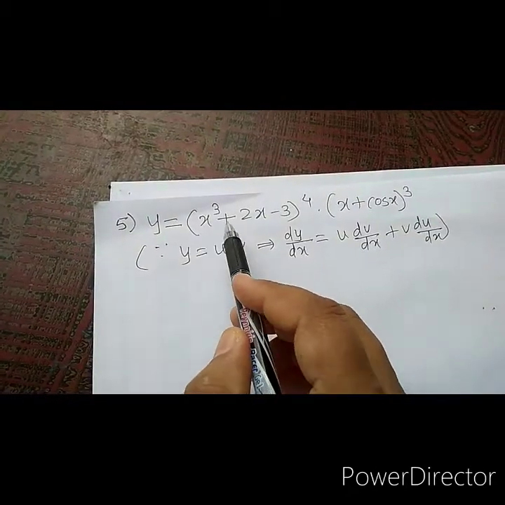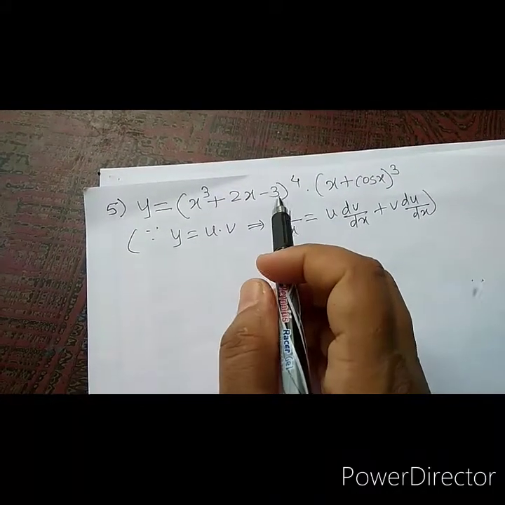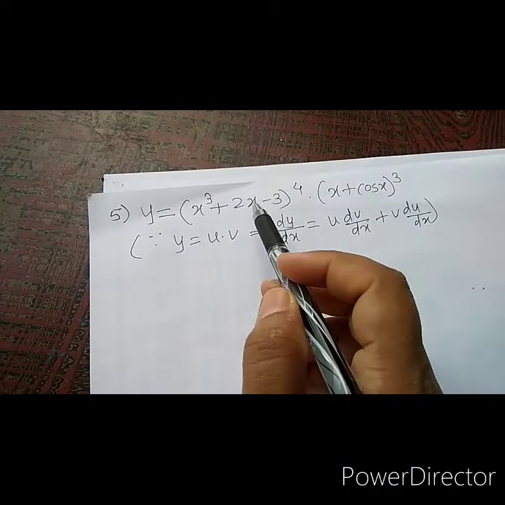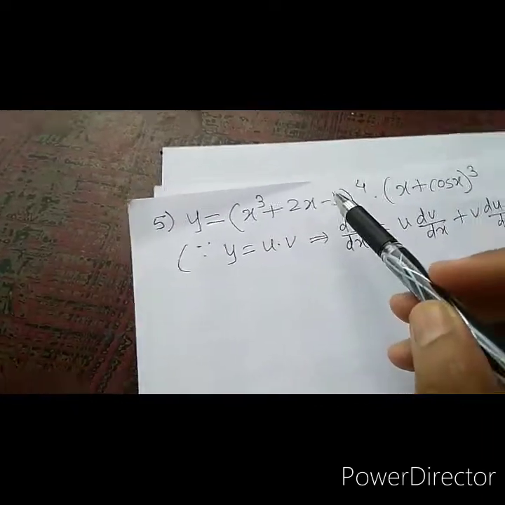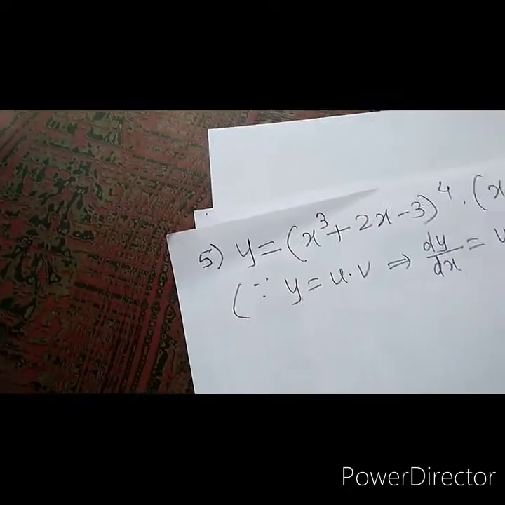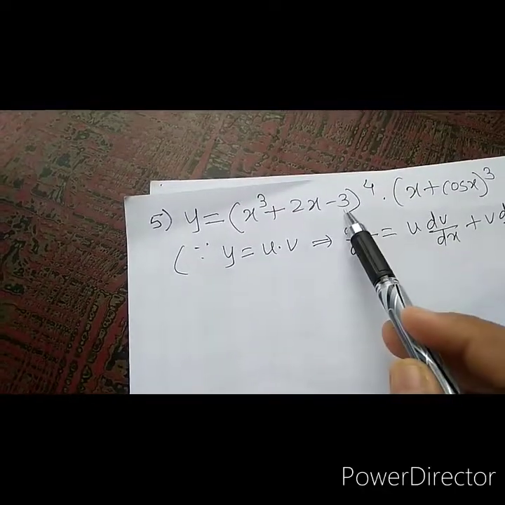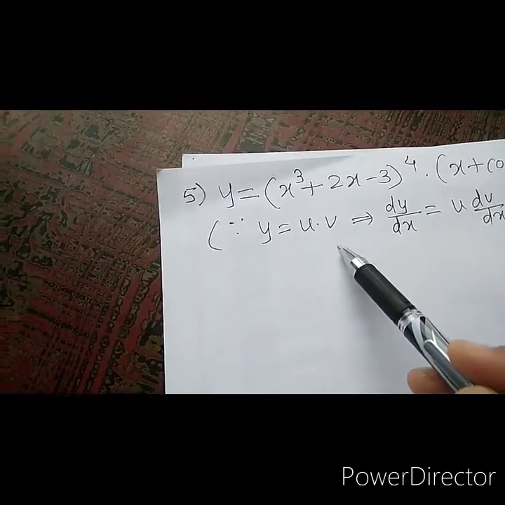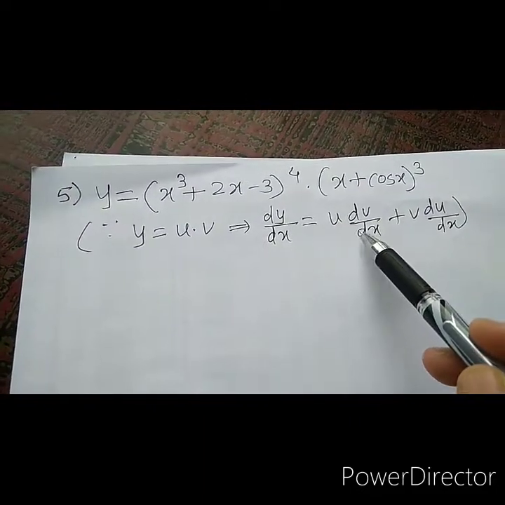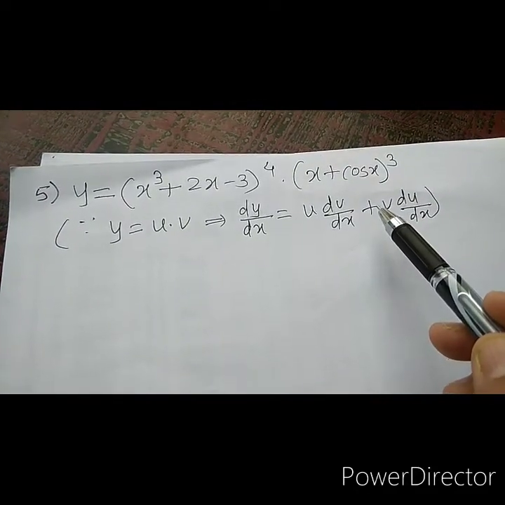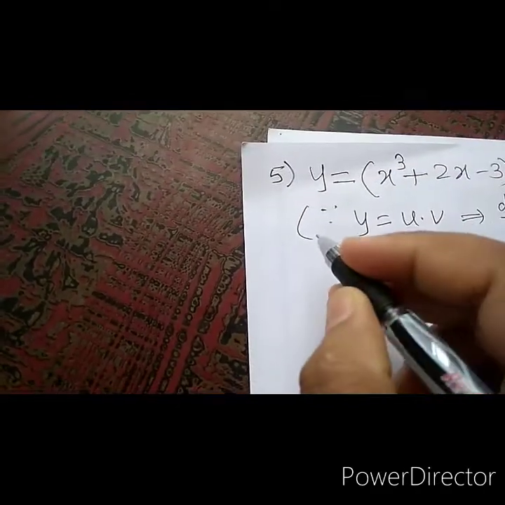y is equal to (x cube plus 2x minus 3) raised to 4 into (x plus cos x) raised to 3. Here we can consider this is u and this is v. If two functions are multiplied to each other, then we can use this formula: dy by dx is equal to u dv by dx plus v du by dx, while finding the derivative of this function y.